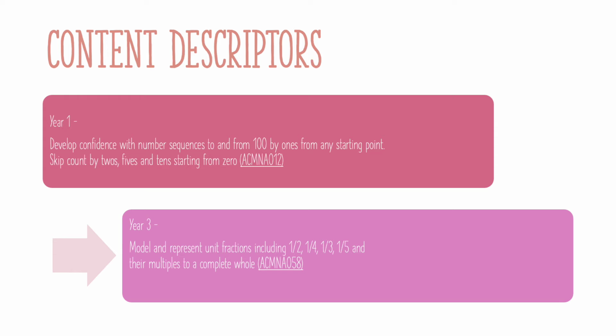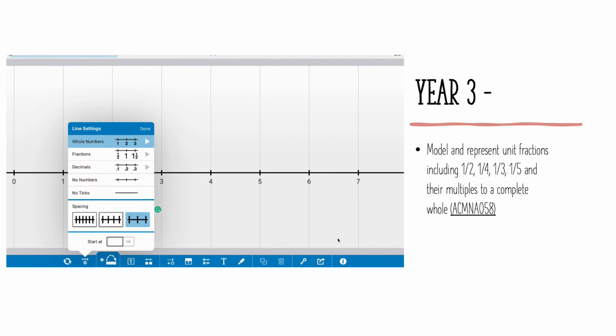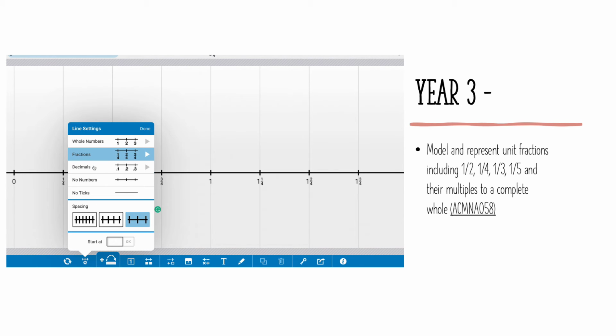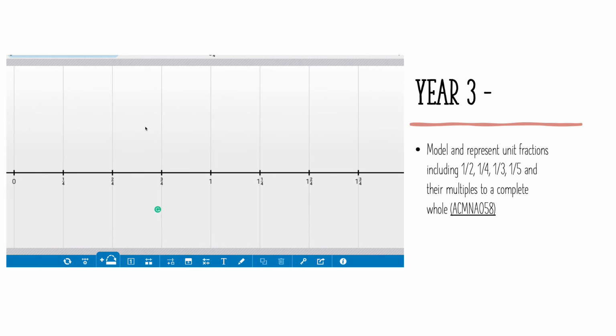Just going back to the content descriptors, we'll now look into the Year 3 model and represent unit fractions, including half, quarters, thirds, fifths, and their multiples to complete a whole. I'd like to look into the Year 3 content descriptor, just pictured. Okay, so we're just going to have a look at our fractions. We'll select here, and we'll go into quarters. Year 3s will investigate the relationships of halves, quarters, thirds, and fifths, but just this example, we'll select 1.